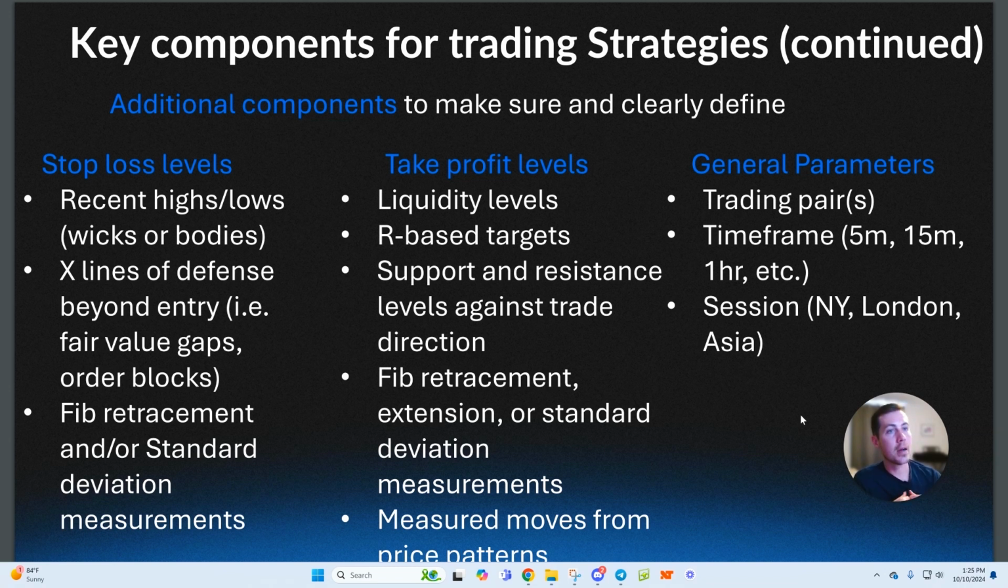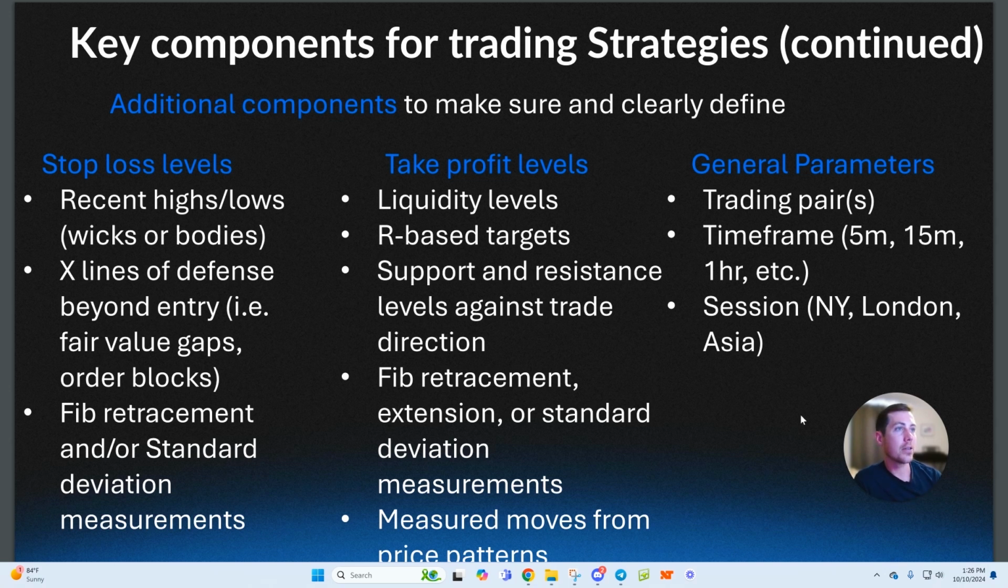Oftentimes I'll backtest and find out that this model generally gives me 2R or 3R, and I'll look for a level on the chart, a fair value gap, order block, high or low, that gives me more than 2R or more than 3R depending on the strategy. You can also use fib retracement or extension levels, standard deviation projections, and measured moves for price patterns. I went over that in my stream earlier this week, but the whole thing is you want to have the stop loss and the take profit clearly defined so that you know when to enter, when to exit, and whether it's a win or a loss.